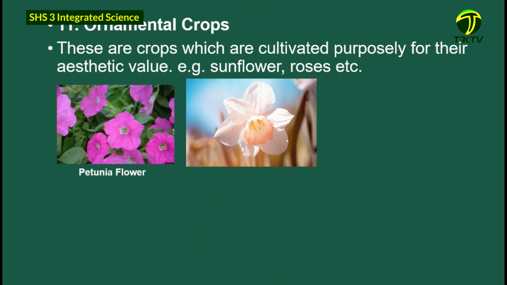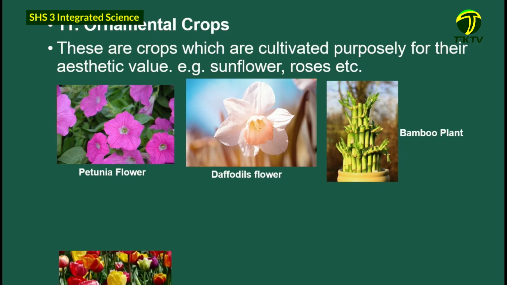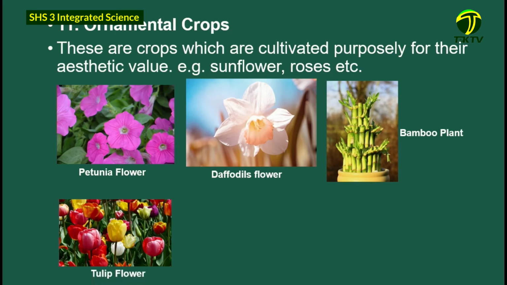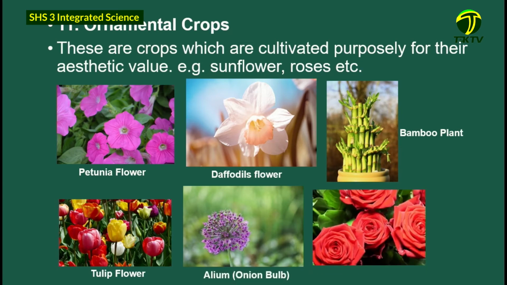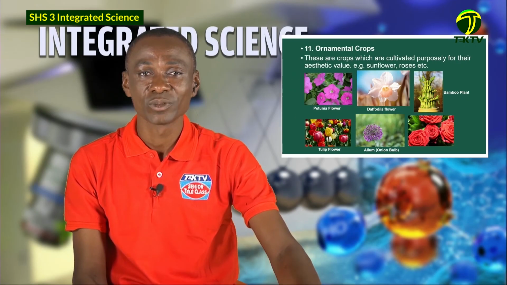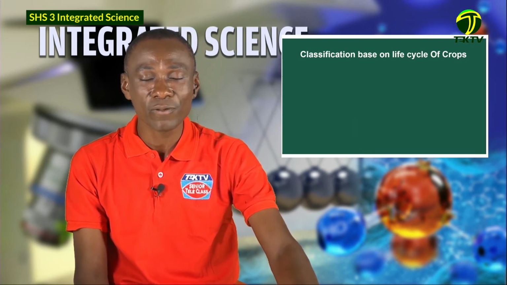I don't know how many of you have seen some before, or some of you may have some in your houses. We have daffodils flower. We have bamboo. I know a number of you will not consider it as an ornamental plant, but indeed it is an ornamental plant. Where we have tulip. We have the allium bulb. And then we have our most common and favorite flower, the rose plant. These plants or crops are grown purposely for beautification and therefore are referred to as ornamental crops. So with that, we'll come to the end of our first classification, that is classifying crops based upon their uses.